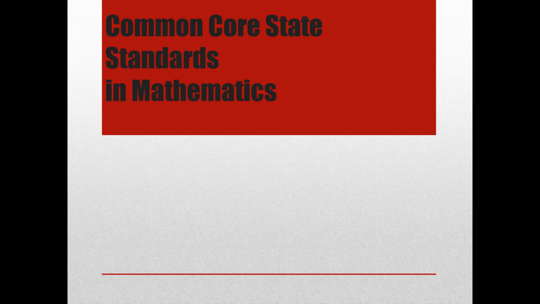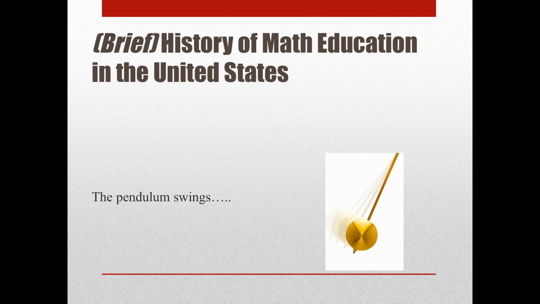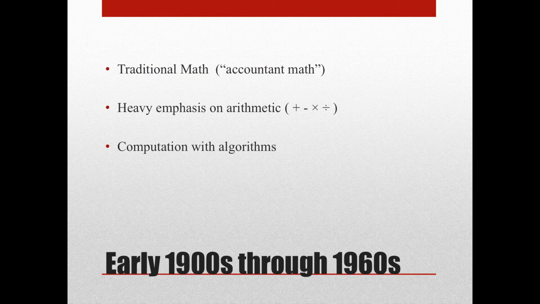A good place to start in understanding the Common Core State Standards is to see how they came about, to put them in context by looking at the history of the last 100 years in math education in this country. So, a brief tour here, starting about 100 years ago in the early 1900s.